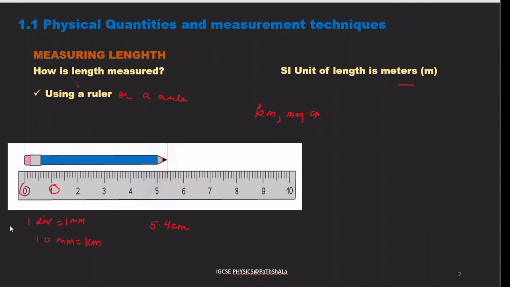As simple as that. So just to repeat, length is measured using a rule or a ruler, and the SI unit is meters, though length can be measured in other units like kilometers, millimeters, centimeters and many more.